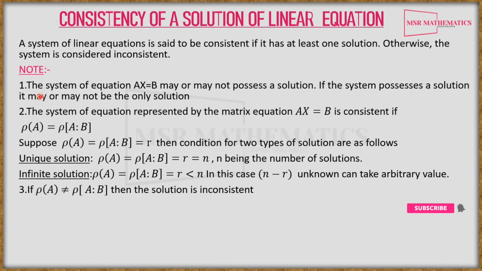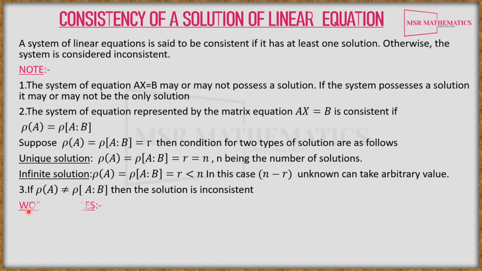To show the system of linear equations Ax = b is consistent, this property must hold: rho(A) must be equal to rho(A|b), equal to some r. If it is consistent, it has two cases: unique solution or infinite solution. Unique solution means r must be equal to the number of unknowns. Infinite solution means if r is less than the number of unknowns, the system has infinite solutions. In the same way, if the rank of matrix A is not equal to the rank of the augmented matrix A|b, then we can conclude that the system is inconsistent.